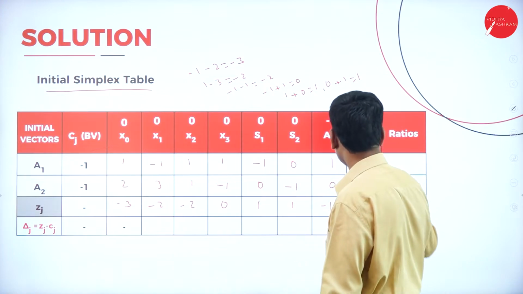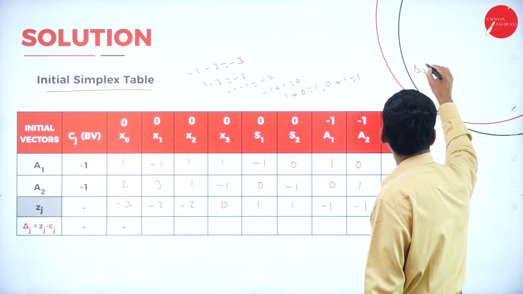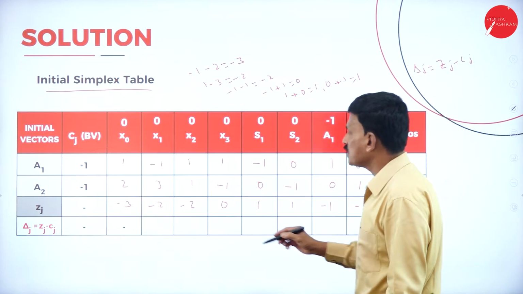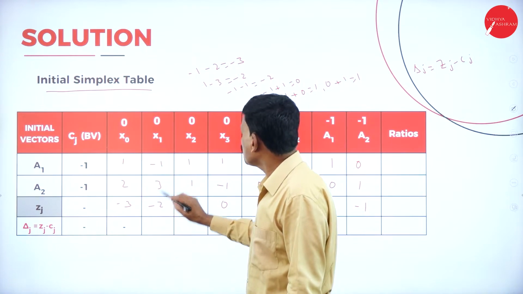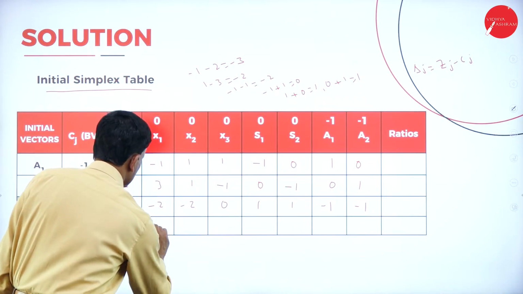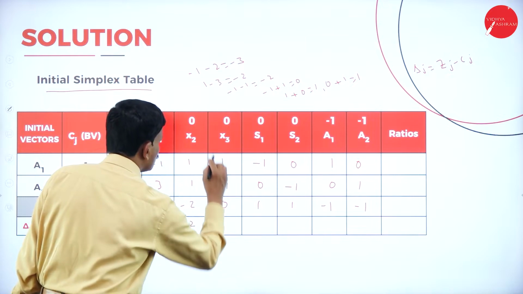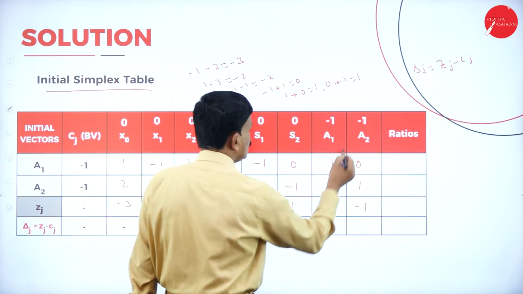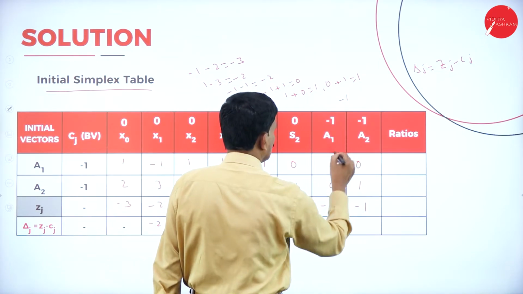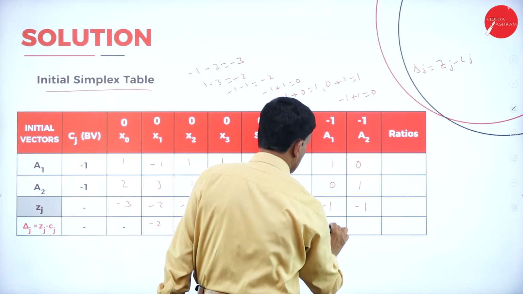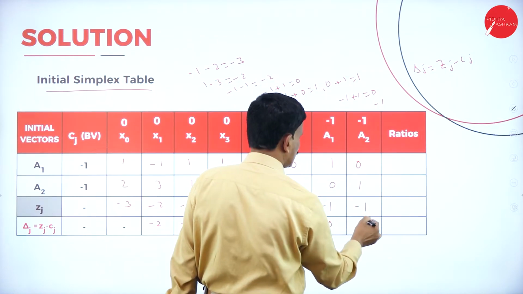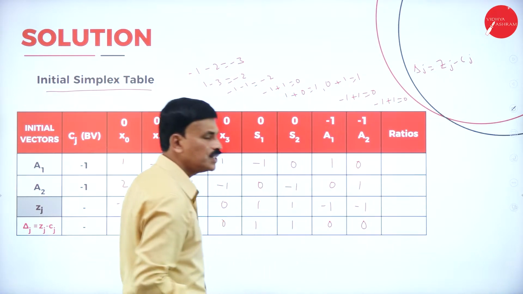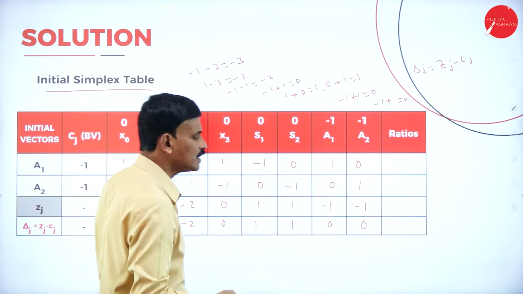Now find out the value of delta j. Delta j is equal to Zj minus Cj. Now what is Zj minus Cj? Subtract this. So -2 minus 0 is -2, you will get. This is -2 again. 0 minus 0 is 0. 1 minus 0 is 1. 1 minus 0 is 1. Again here this is -1, minus of -1 is +1. This becomes 0. Again -1, this is minus of minus, +1. This is also equal to 0. So these are the values of delta j.